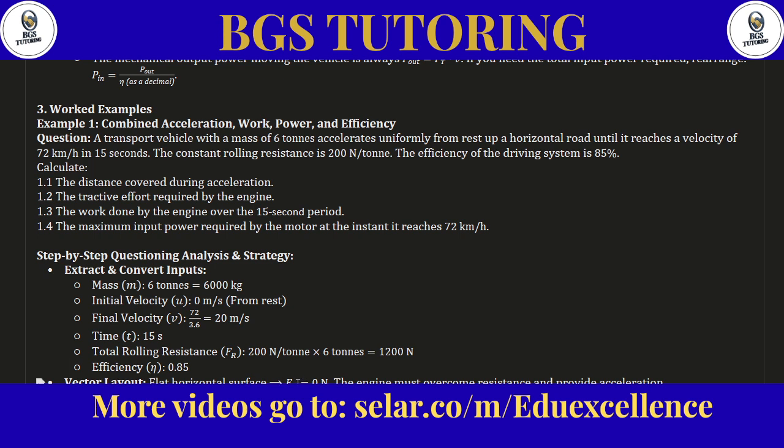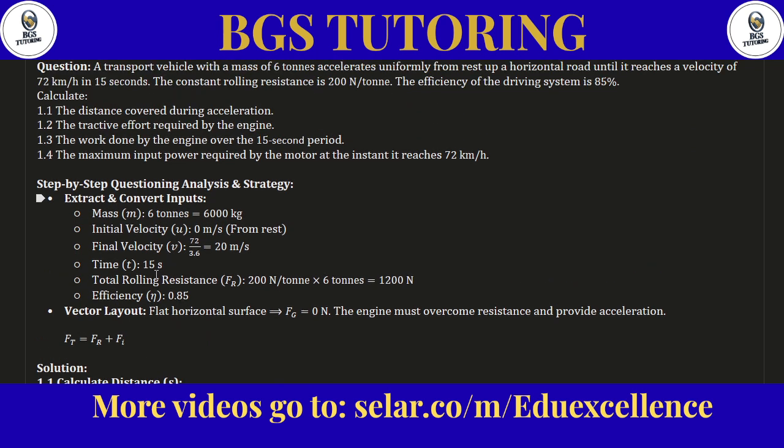Gravitational force is 0 here because the vehicle is moving along a horizontal surface. So the only forces we're looking at are the rolling resistance and the forward force, which make up the tractive effort Ft. So how do we determine the displacement? The equations of motion. You can appreciate that particular formula, and you get your displacement.